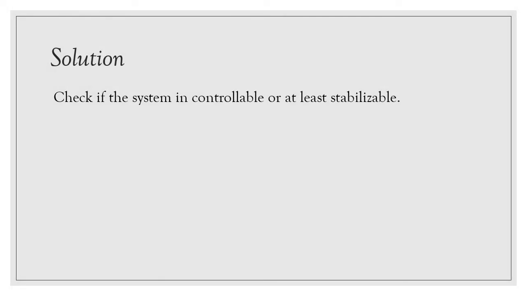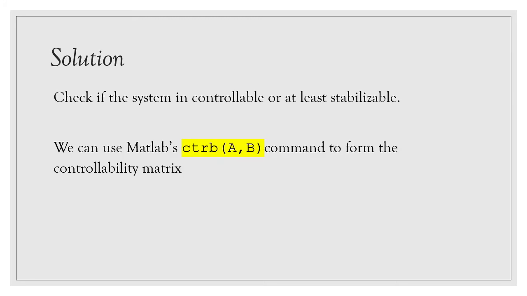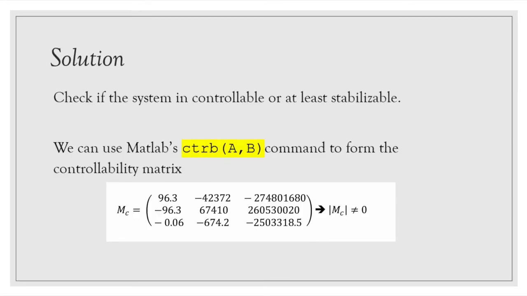After creating the system, now we will check if it is controllable. We can use MATLAB's ctrb command to form the controllability matrix. And we can also compute its determinant and see that it is not zero, implying that the system is indeed controllable.